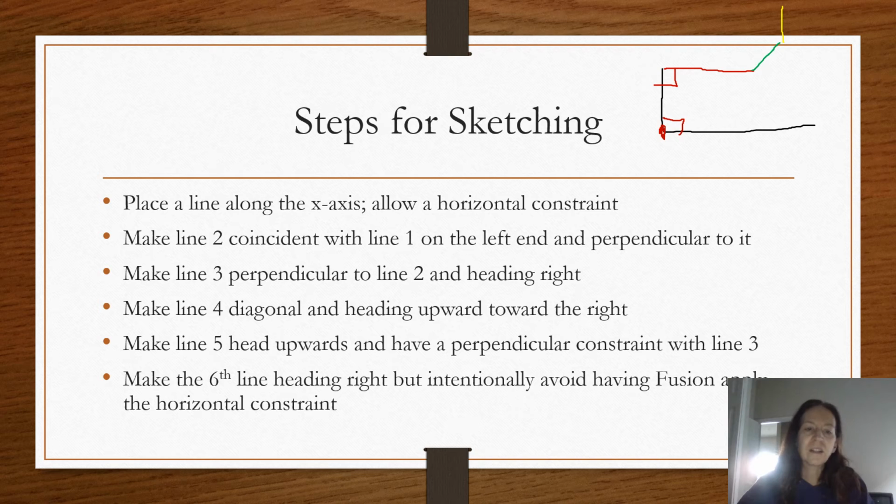And then make the 6th line heading right, but intentionally avoid having Fusion apply the horizontal constraint. So you're going to make line 6, but make it off the horizontal enough so that Fusion doesn't put the horizontal constraint. We are going to constrain that later to be horizontal, but this is practice on avoiding a constraint that you don't want. If you don't want Fusion making it horizontal, then you've got to draw it in a way that's definitely not horizontal.